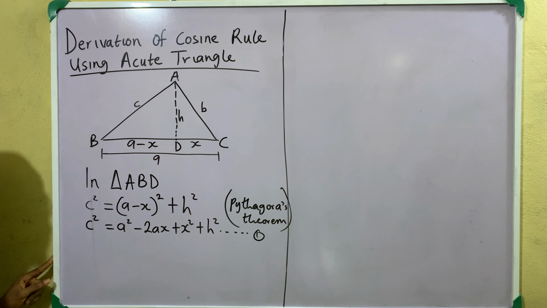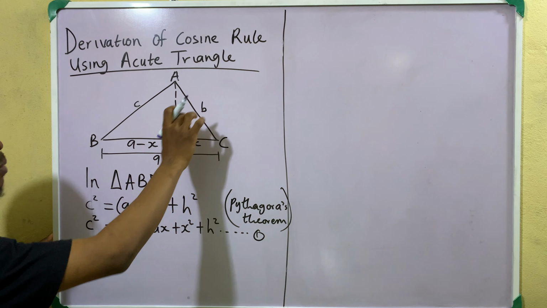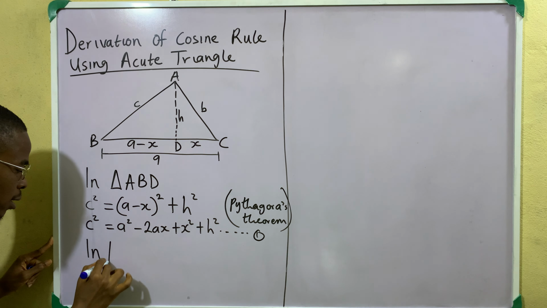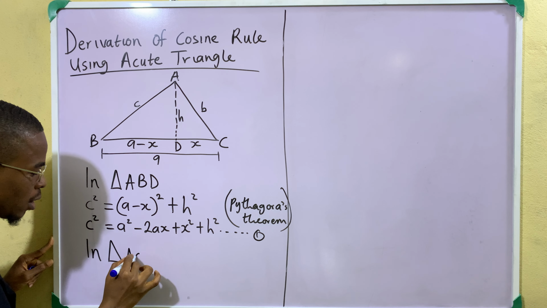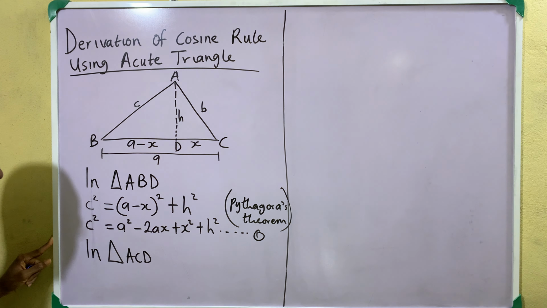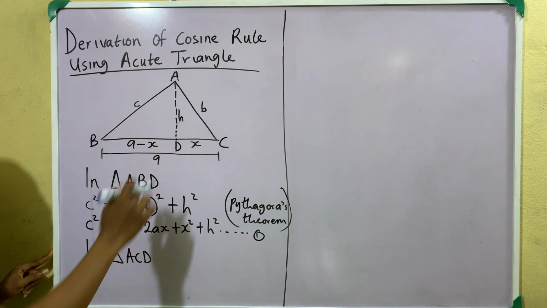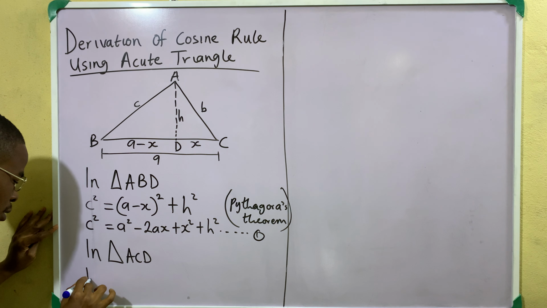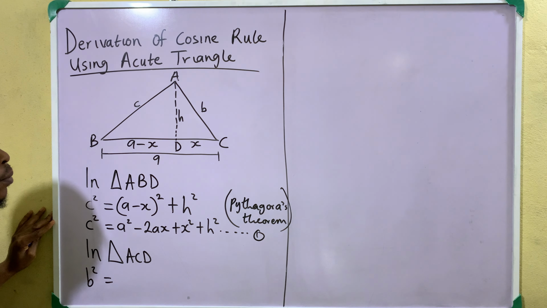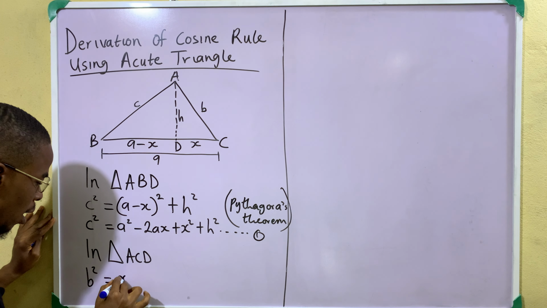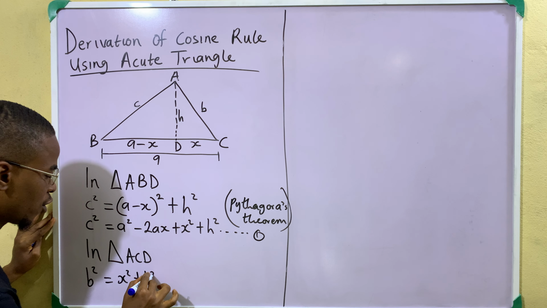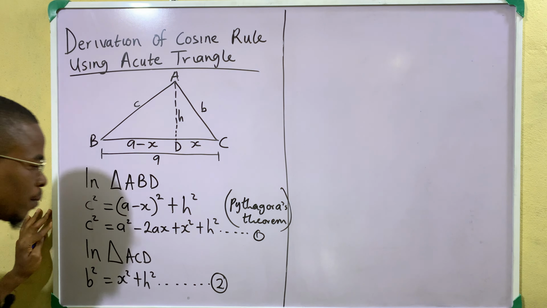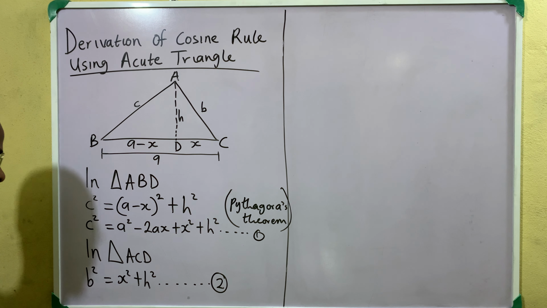Once you've gotten equation 1, you go for the other part of the triangle, which is what? ACD. In triangle ACD, which is this other side, let's use the Pythagoras theorem there. We have that the hypotenuse square, which is b square, will be equal to X square plus H square. Let's call this equation 2.